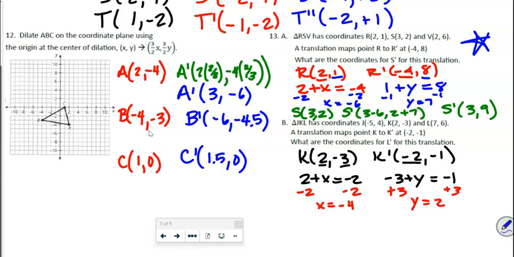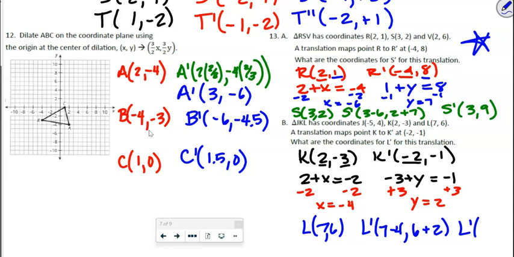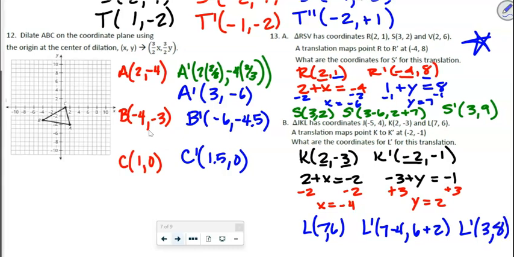Okay, so once again, we're going to do our point L. So L, original L, was 7, 6, right? So we're going to do, for our L prime, 7 minus 4 and 6 plus 2. So our L prime is going to end up being 3, comma 8.